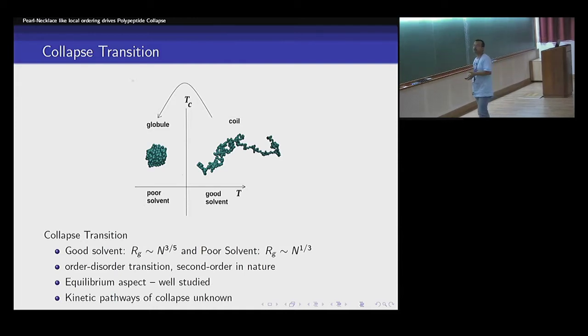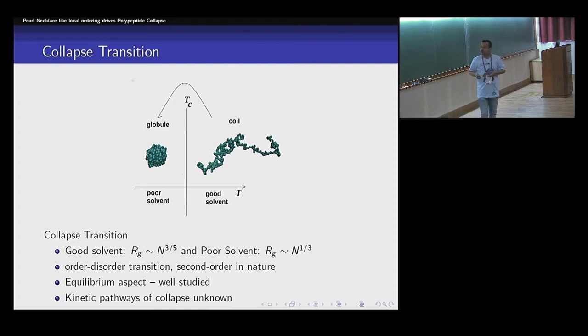So this collapse transition is in equilibrium. It's very well studied, and there are innumerable papers. Both the dynamic properties around this transition and the static properties are well studied. But what is not so much explored is the kinetic path: how a polymer, which was initially in a good solvent, collapses to a globule when we put it in a poor solvent. So this pathway was not so much explored.